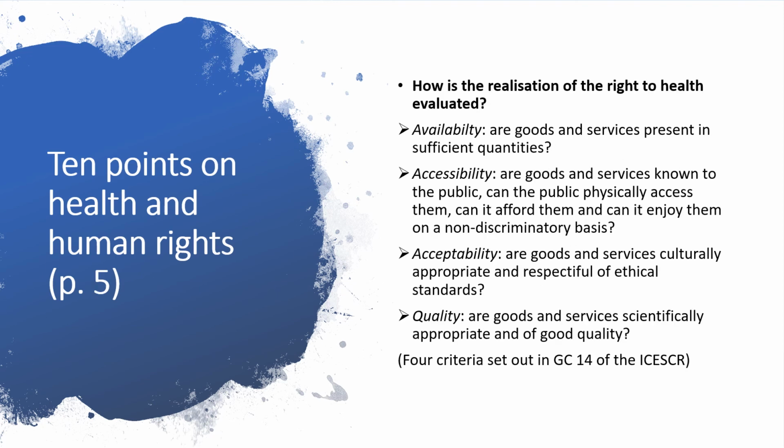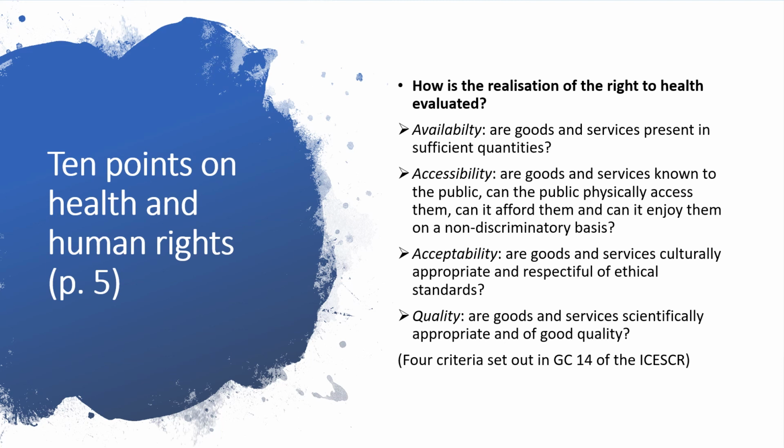So how do you evaluate the right to health? There are 4 criteria set out in General Comment 14. 1, are goods and services related to health present in sufficient quantities in a country? 2, are these goods and services accessible? And accessible means information accessibility: do people know that they have these rights, or that they have a right to goods and services? Secondly, can they physically access these goods and services? And thirdly, can they afford these goods and services if they can access them?